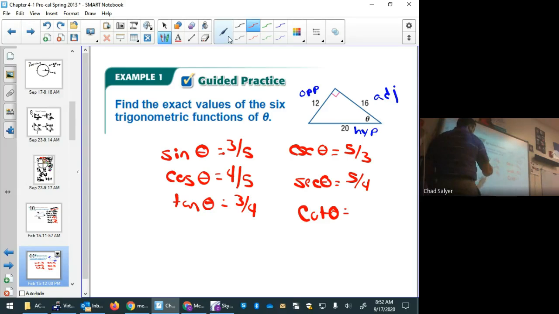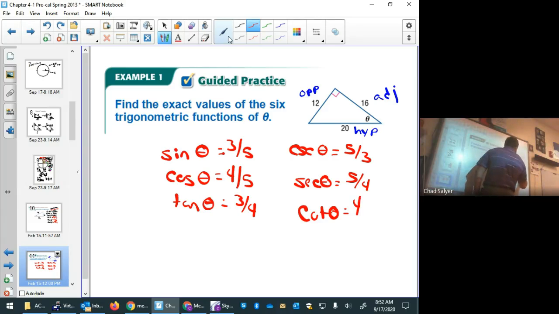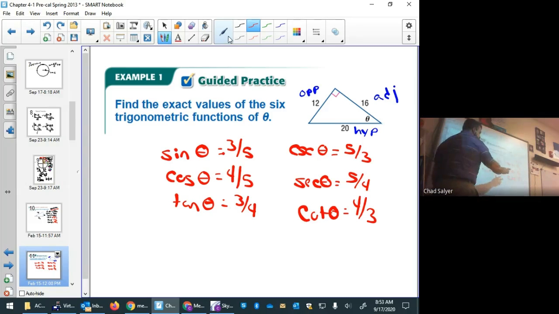Handy shortcut is to flip the tangent. 16 over 12, divided by 4, 4 over 3. Very good. You see what I mean about the handy shortcut? The relationship between these functions and their reciprocal.